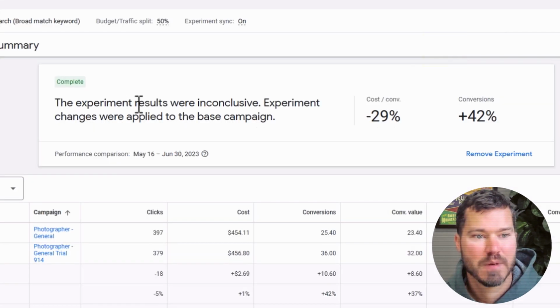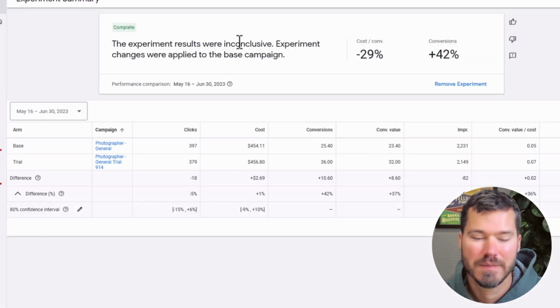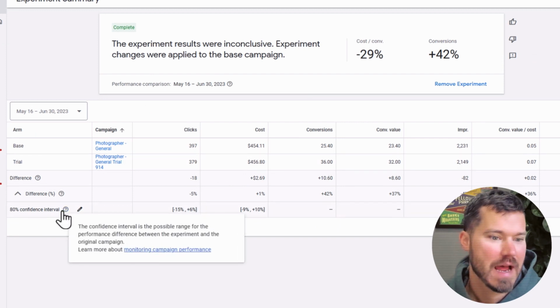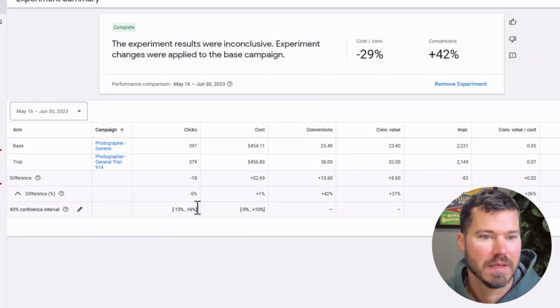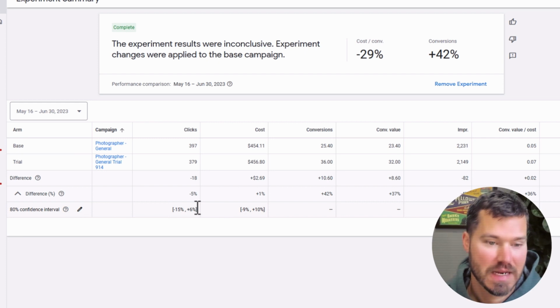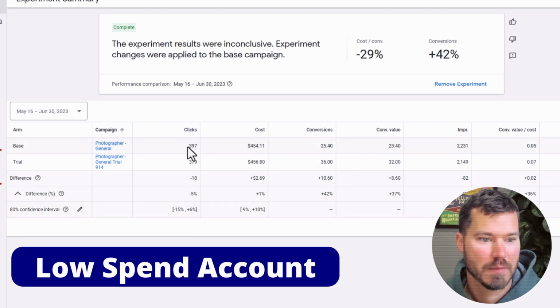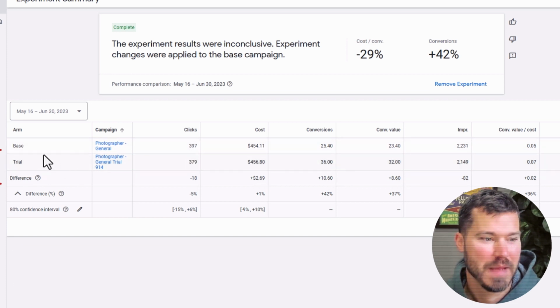They're calling these experiment results inconclusive. I'm not sure I agree with that. It could just be because it's a low sample size. They're using different statistics like a confidence interval to determine whether or not it's significant. You could kind of decide for yourself. This was a low spend account already. So we're talking about 400 clicks, 800 clicks total between the base and the trial.